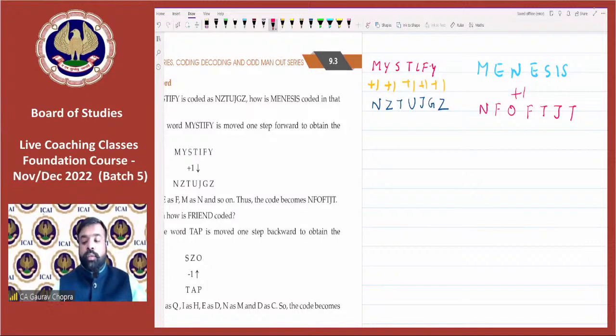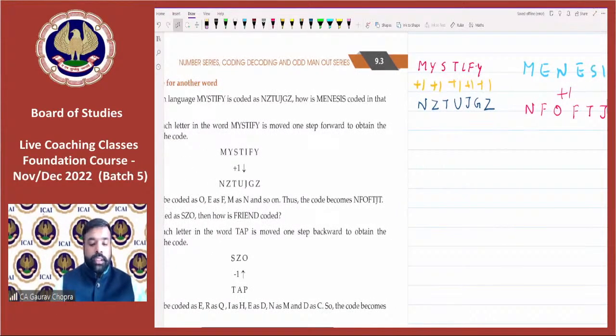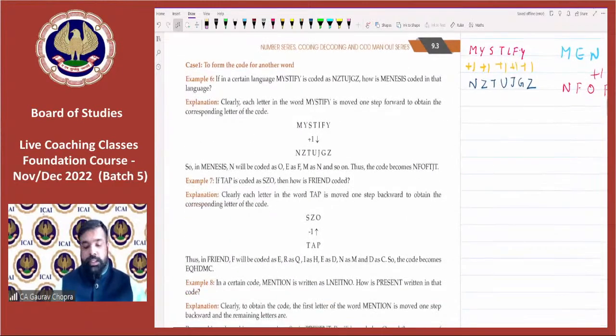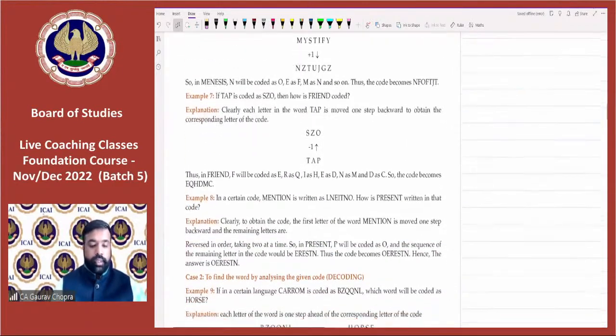NFOFTJT. This is the code word for menaces. All right. So this is example number 6. Now, similarly, we are having the next one, the 7th one.